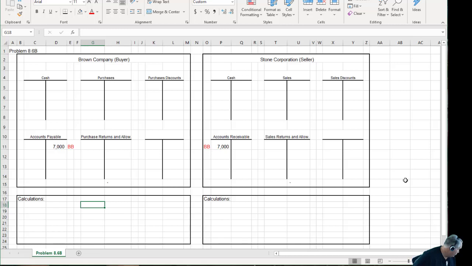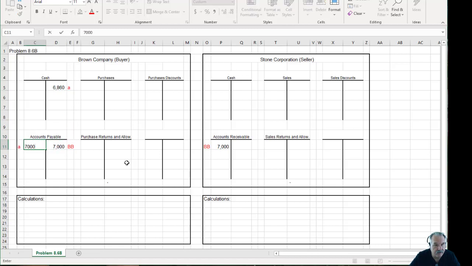The first transaction says they issued a check of $6,860, which paid the $7,000 invoice less a discount of $140. So Brown Company recorded a check they sent, $6,860. This is transaction A. It's a debit to accounts payable for $7,000. It's a credit to cash for $6,860. And it's a credit to purchase discounts of $140. Purchase discounts, of course, is a negative expense account.